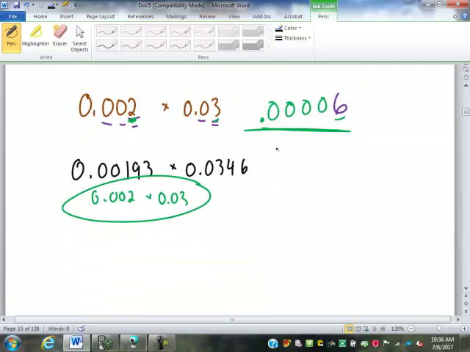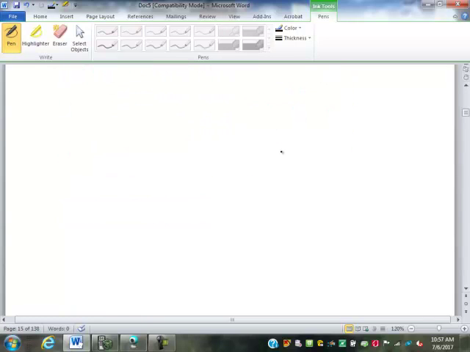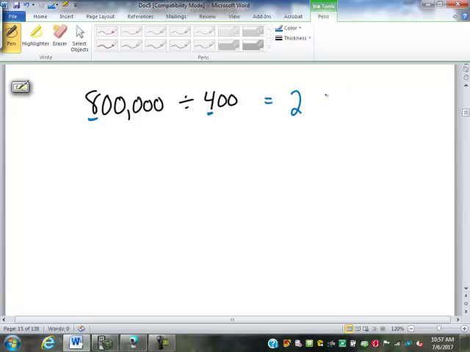For division, of course, the estimate only works well if it works out evenly, right? But let's say we have 800,000 divided by 400. To estimate, we divided the numbers. What's 8 divided by 4? 2. But remember, we also combine the zeros. We have 2 zeros here, we cancel out 2 zeros here, so we're left with 3 zeros. So yes, 2,000 is our result, right?